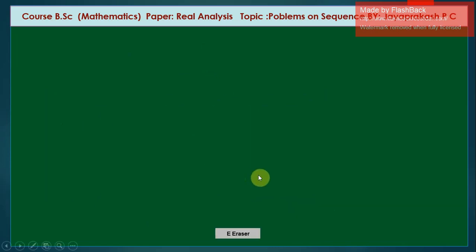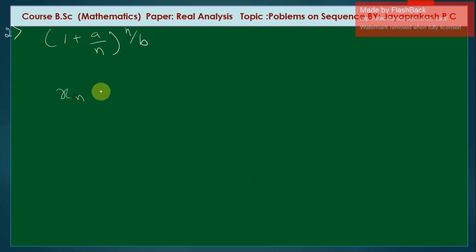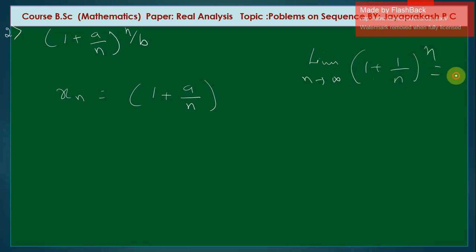So let's take another example. Second, (1 plus a by n) whole to the power of n. We also take xn is equal to 1 plus a by n, whole to the power of n. We already know that limit n tends to infinity (1 plus 1 by n) whole to the power of n is equal to e.